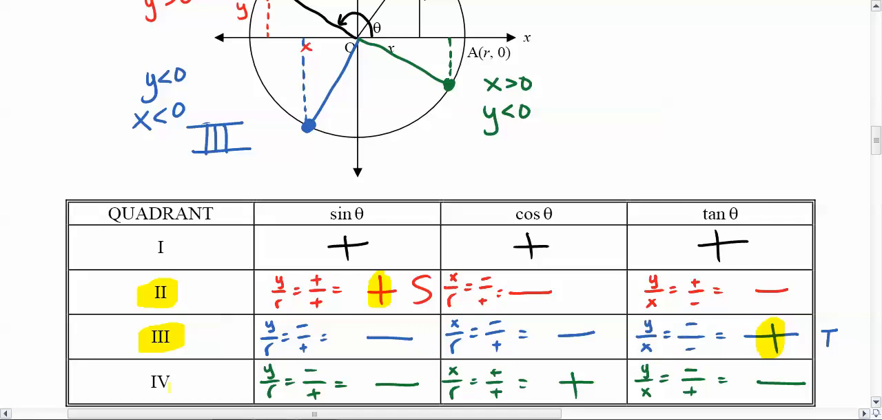And in quadrant 4, only cosine is positive. And in quadrant number 1, all of them are positive. So we have: All Students Take Calculus.